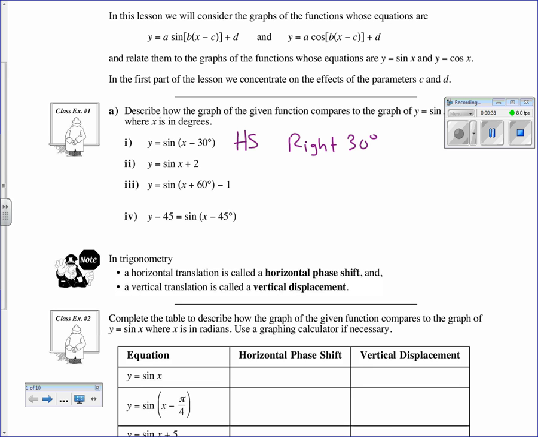What about the +2 on the next one? Vertical or horizontal? Vertical shift. So we're back to the same stuff we had in lesson 2. And that will actually cause the whole graph to move up 2 units.